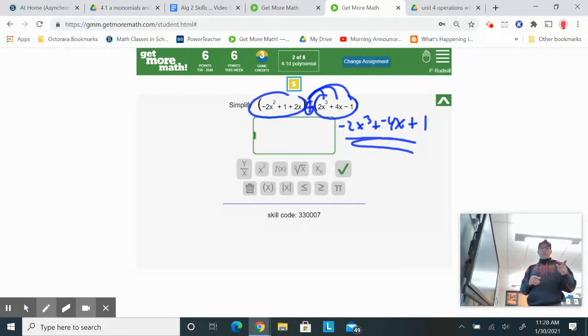So you do your best with those. Use scrap paper if you need to. And if you need to line up columns like we did back with adding polynomials, do that. But just be accurate. You need to be accurate. Double check your work before you hit the check mark. Good luck.